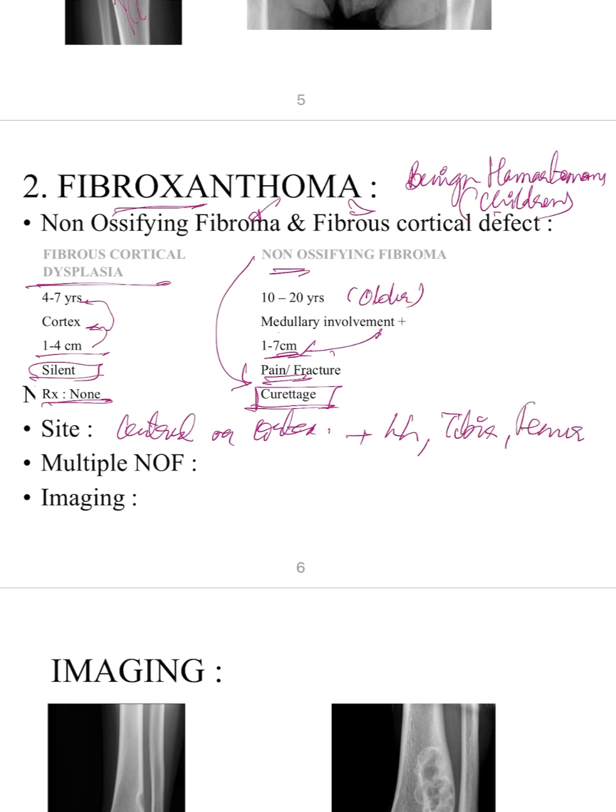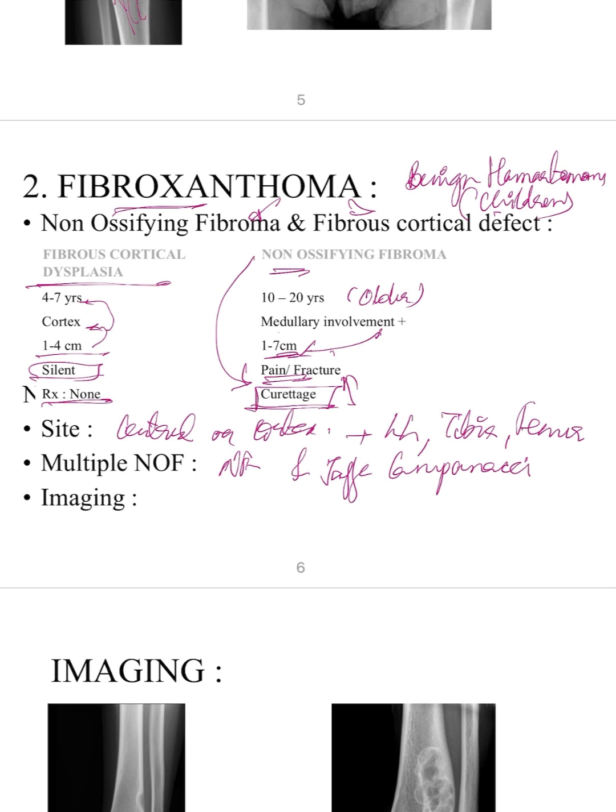Clinically painless, as I have told, unless it is large enough to cause pain or fracture. So multiple NOF is associated with some syndromes like NF, neurofibromatosis, and Jaffe-Campanacci. This is not that important. So there are some cryptorchidism, hypogonadism, and Café-au-lait spots associated with this syndrome.